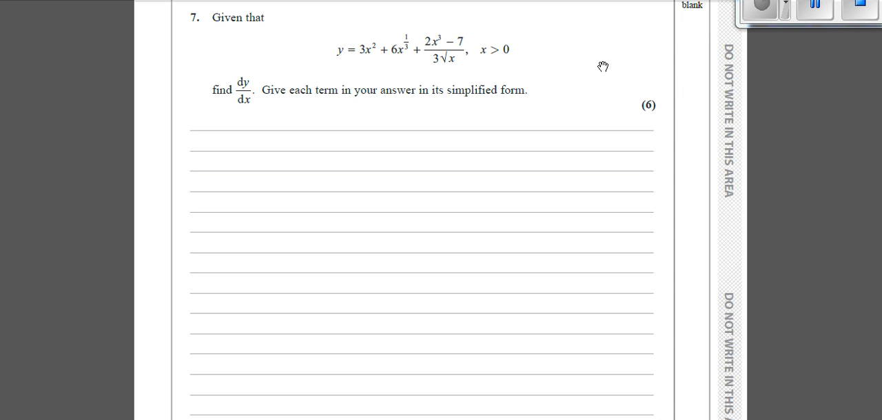Okay, so this question is on differentiation, and the hardest part about this is making sure that we can get it in a format that we can differentiate. And the thing that's causing us difficulty at the moment is this bit over here. So what we're going to do is split that into two fractions. So we're going to write 2x cubed over 3 root x minus 7 over 3 root x.